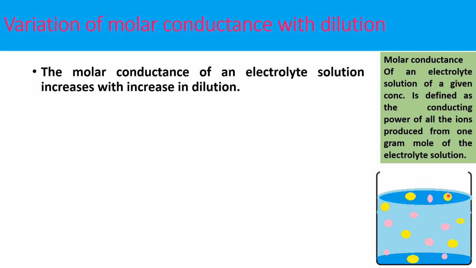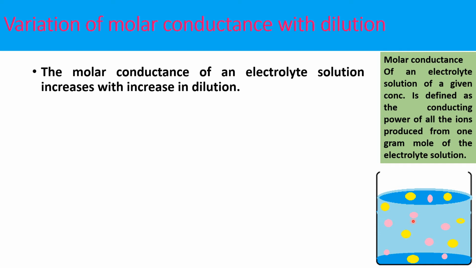Here it is the conducting power of all the ions of 1 mole of the electrolyte solution. So the molar conductance of an electrolyte solution increases with increase in dilution. As the dilution increases, the molar conductivity increases, because we are measuring the conducting power of all the ions produced from 1 gram mole of the electrolyte solution. In the case of specific conductance, we are measuring per unit volume. As the dilution increases, the number of ions decreases per unit volume due to decreasing interionic forces between the ions.